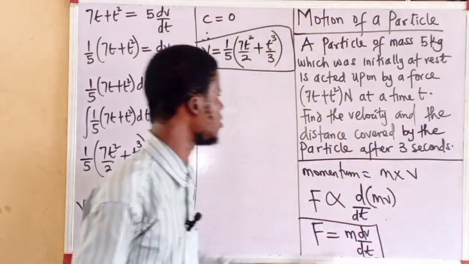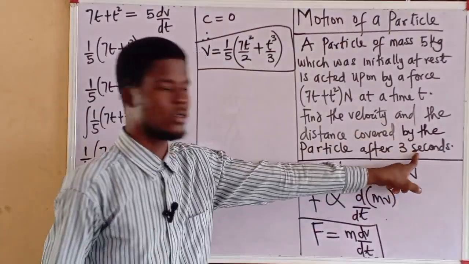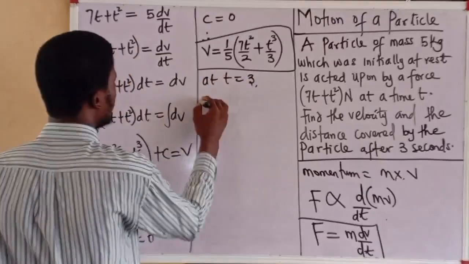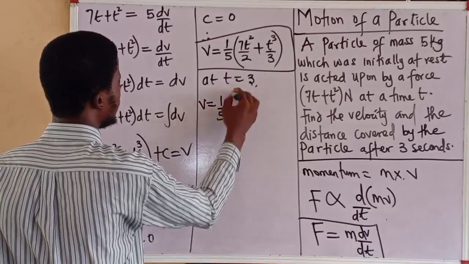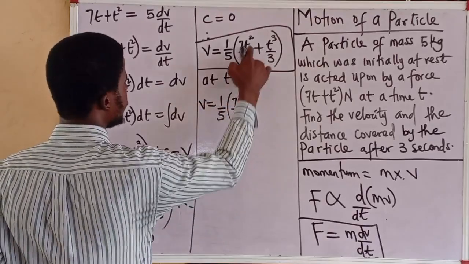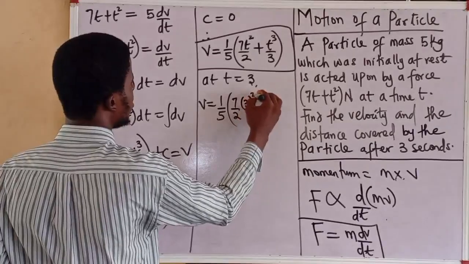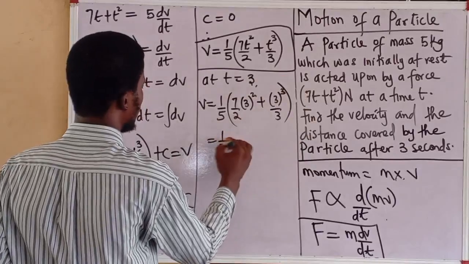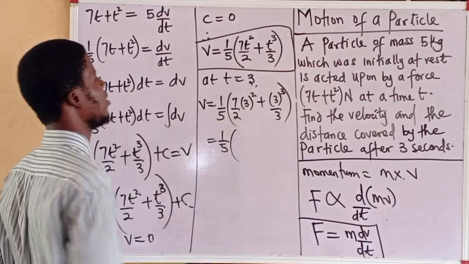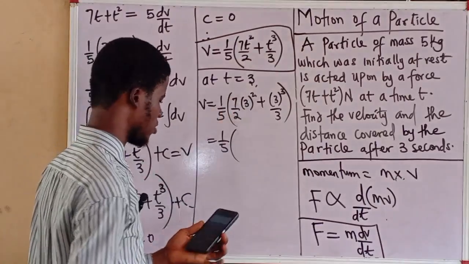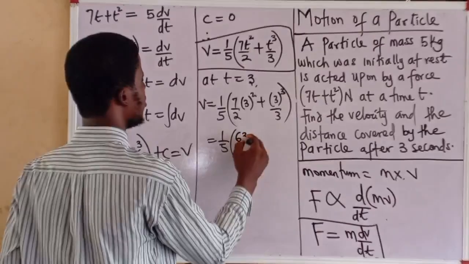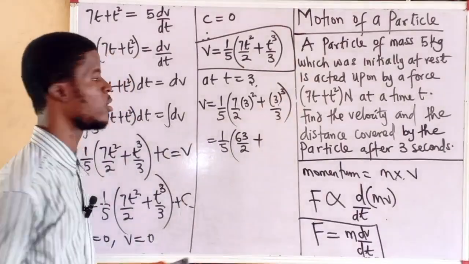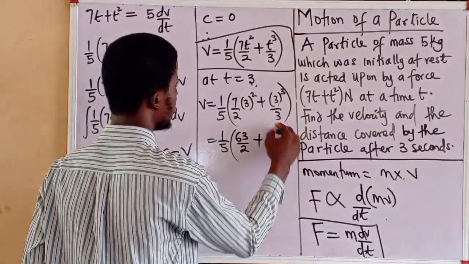Now we are to find the velocity after 3 seconds. So at t equal to 3, v is equal to 1 over 5 into 7 over 2, plug in 3 for t, 3 cubed upon 3. That's 1 over 5. 3 squared is 9. 9 times 7, that's 63. So we have 63 upon 2. This is 3 cubed, which is 27. 27 divided by 3 is 9.